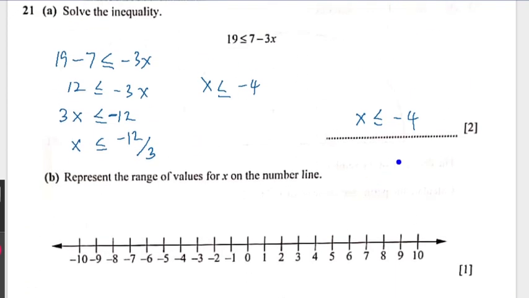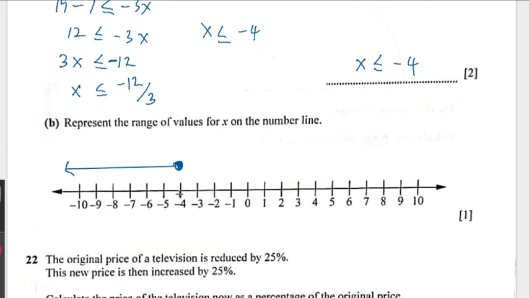Okay. So represent the range of values of x in the number line. So you must know that this symbol here, you must start with a closed circle. Okay, if you have just like this, then it's open circle. So here is negative 4 is here. It's less, right? So to the left. That's it. Okay, another 1 mark for you.